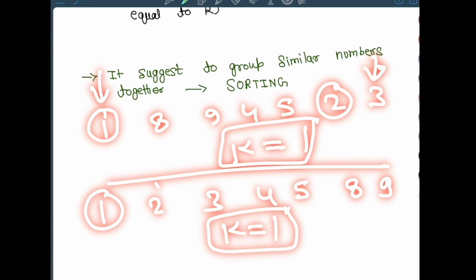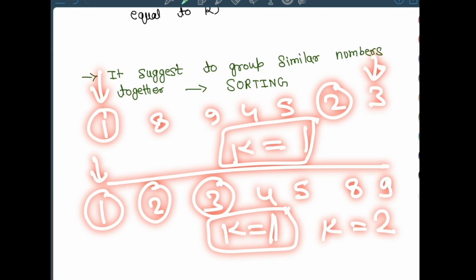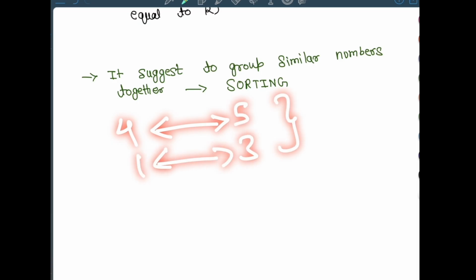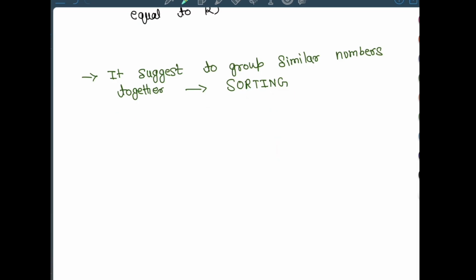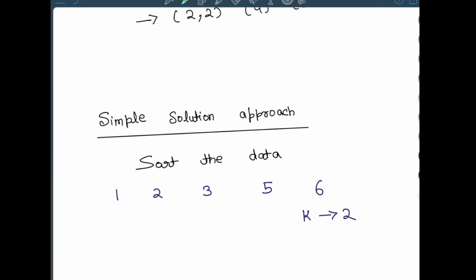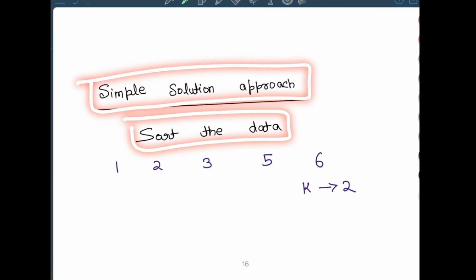I can say, okay, 1 and 2 can be together, 1 and 3 cannot be together because the value of k is 1, but if the value of k had been 2, 1 and 3 could have been together. So now the numbers which are very close to each other, for example 4 and 5 or 1 and 3, will be together, they will not be far away. And that is why we will make use of sorting. We will just sort the data, and this is going to be the simplest solution for this problem. The simple solution approach: sort the data.